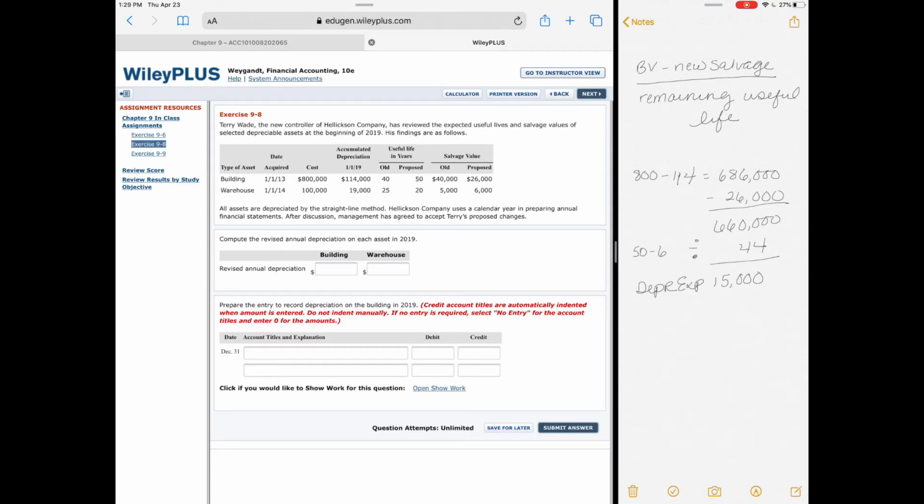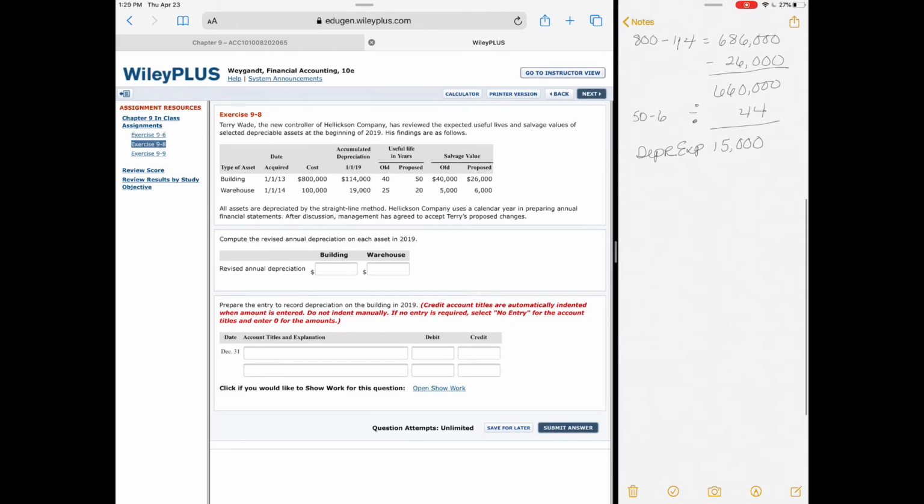Let's try that again. So let's look at this warehouse. The warehouse tells me that I purchased this in 2014. It's now 2019. Again, I'm going to do this the same way. I'm going to take that cost minus my accumulated depreciation to give me my book value.